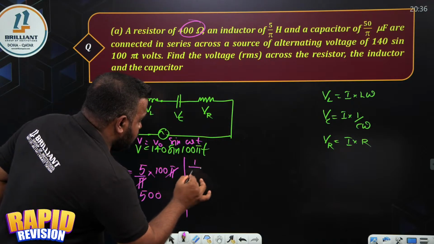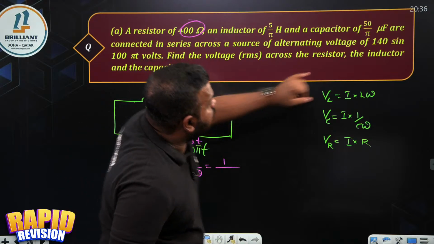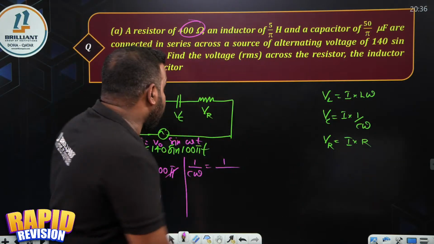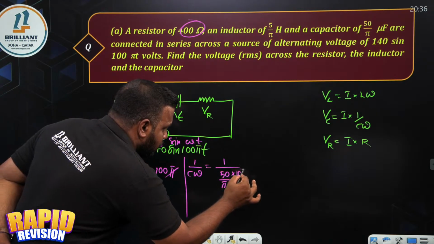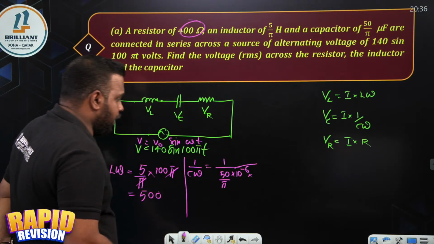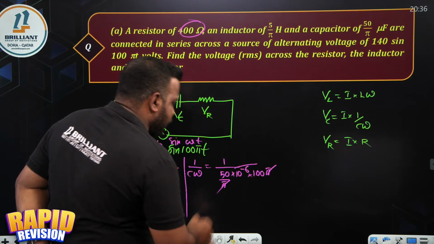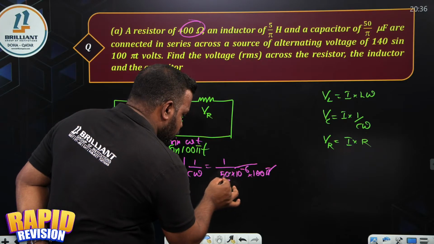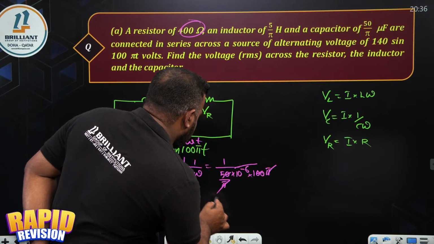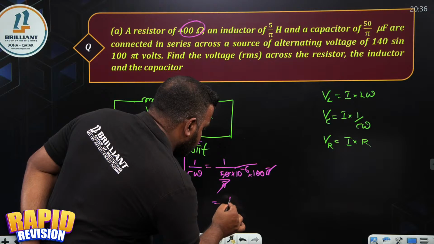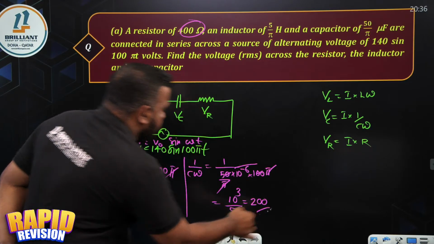Then 1 by C omega. That value also you can find. What is the C value? 50 by pi micro. Micro means 10 raised to minus 6 will come here, into omega, which is again 100 pi. So pi will be cancelled. This gives 1000 into 10 raised to minus 3, so we get 10 raised to 3 by 5. So 1000 by 5 is equal to 200.